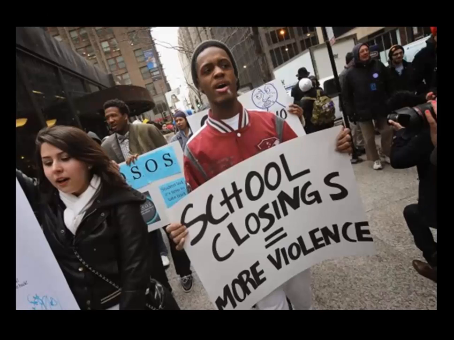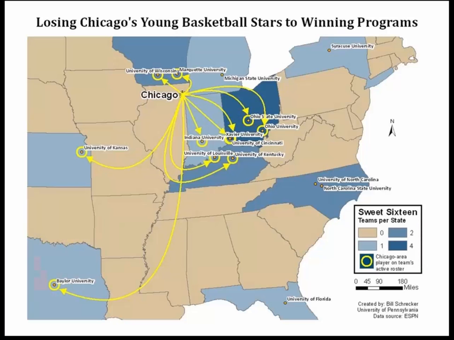And here's an image that I just pulled just to show. This is a protest that was unrelated to that specific map, but it said school closings equal more violence. And I think that would be a really profound, very provocative title for that set of maps. So let me show you a couple more.